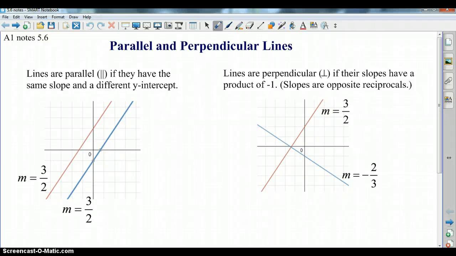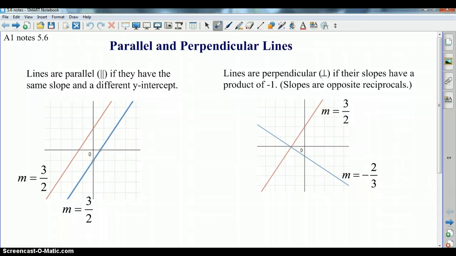Algebra 1 students, here are your notes for section 5.6 where we take a look at parallel and perpendicular lines. First, just a little terminology. Lines are parallel. You can see the symbol that I have there, the two parallel lines, if they have the same slope and a different y-intercept.